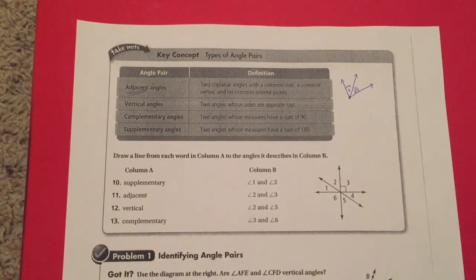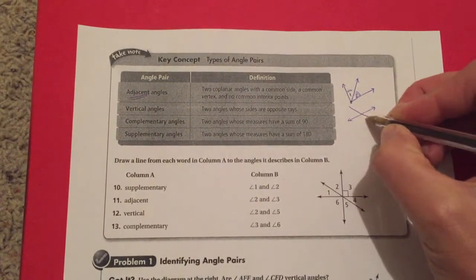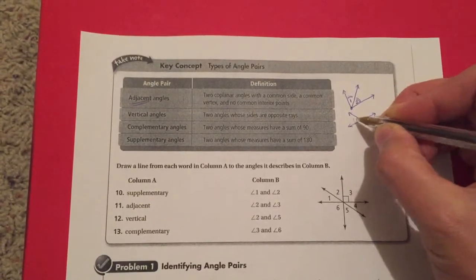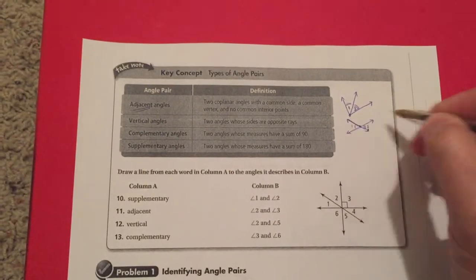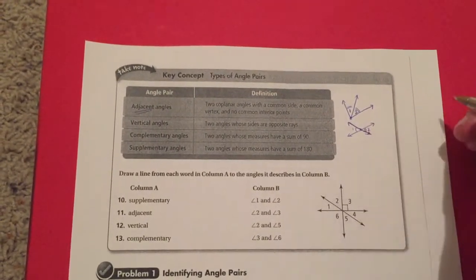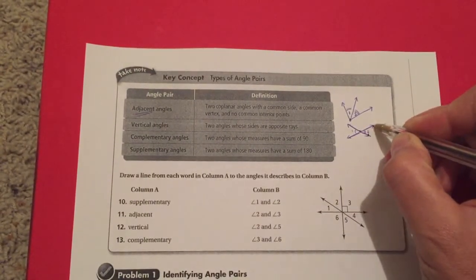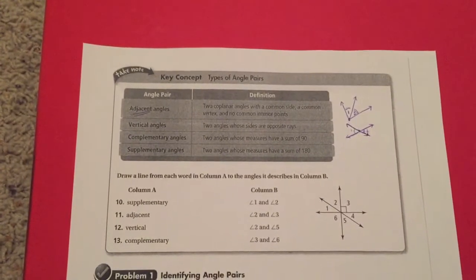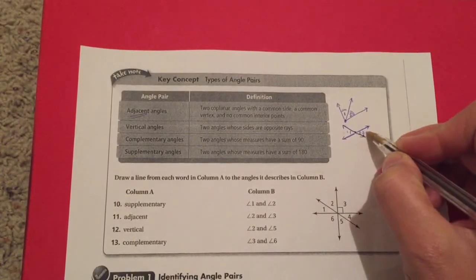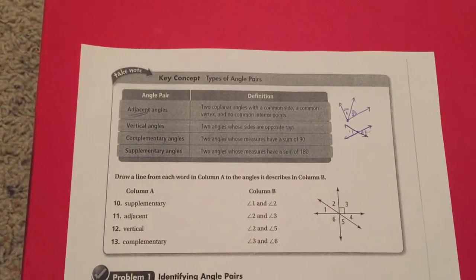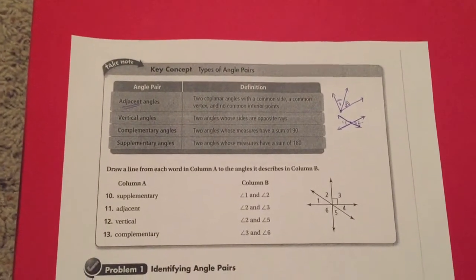Vertical angles are two angles whose sides are opposite rays. So if I draw a set of intersecting lines, and this is angle 1 and this is angle 2, this ray here is an opposite ray with this ray here. And this ray here is an opposite ray with this ray here. So by definition, they're straight across from each other. If I were standing here and walked to the vertex and kept walking straight, I would run into that other angle. Two angles whose sides are opposite rays. So those are called vertical angles.